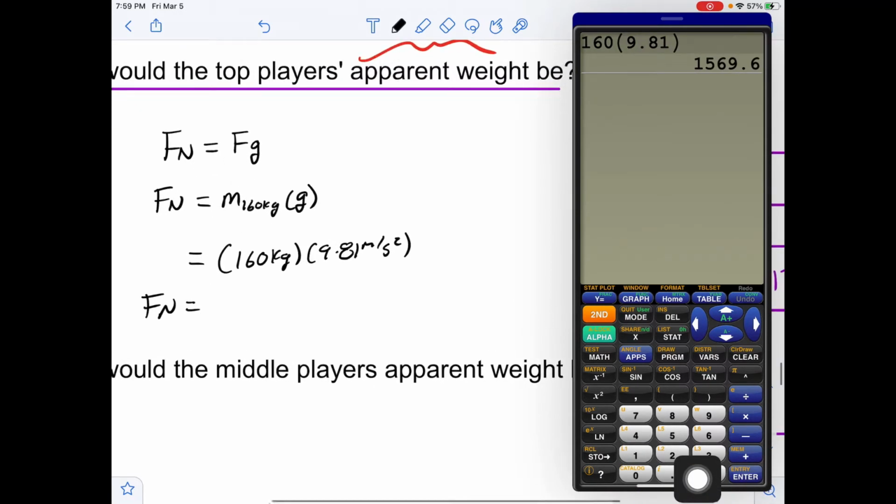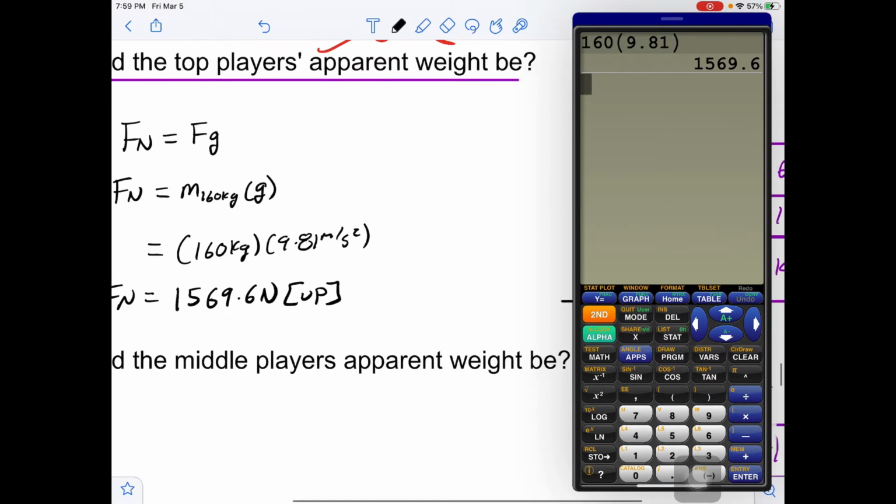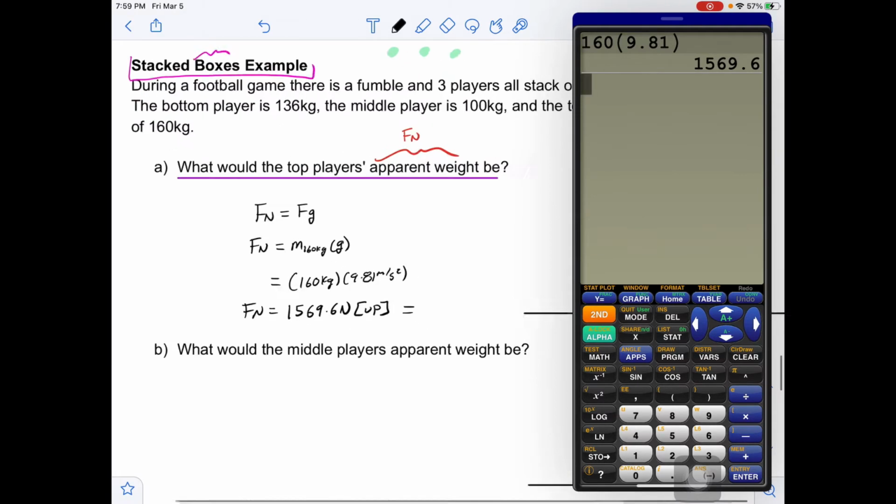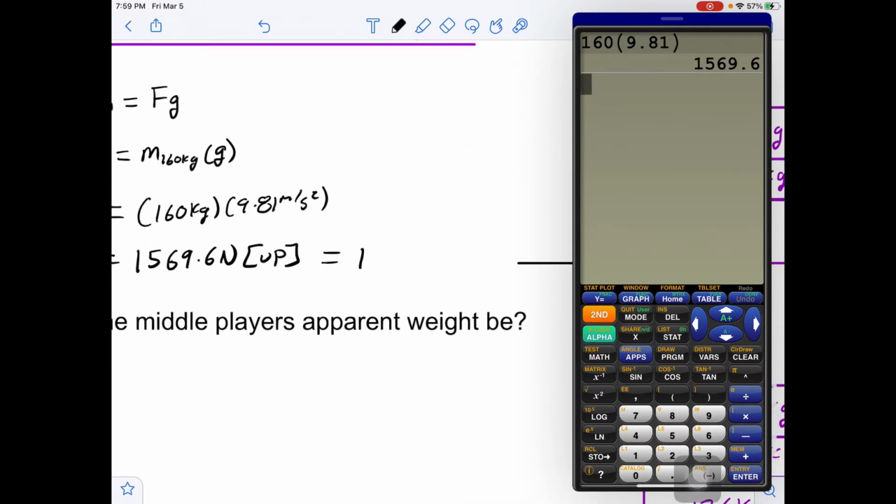So the force he's feeling is 1,569.6 newtons up. And let's put that in the proper sig digs. So it looks like 3 significant digits. So 1.57 times 10 to the 3 newtons. And that's going up.